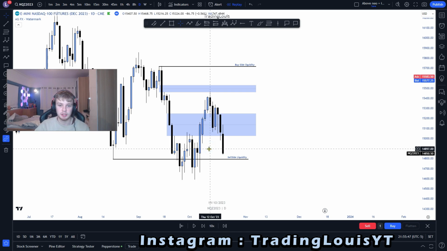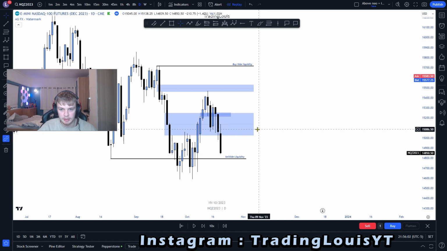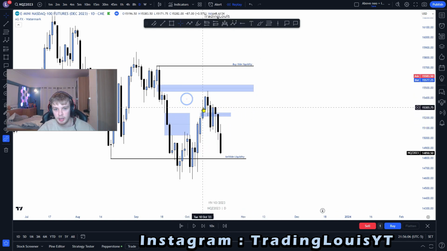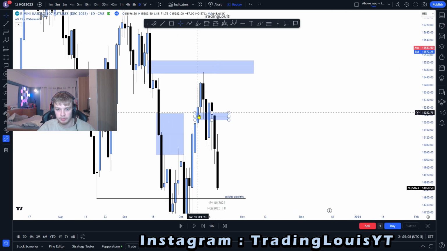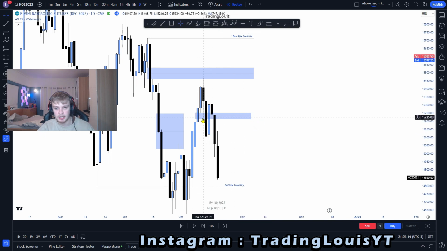And another thing to note is, on this leg up we get lots of displacement, but we don't actually create any fair value gaps up here. So as you can see, we have a fair value gap here. And what does price do after it reacts to this daily fair value gap right here? Price comes down, price violates this fair value gap. So what does that tell me? It tells me that price is most likely going to be bearish.